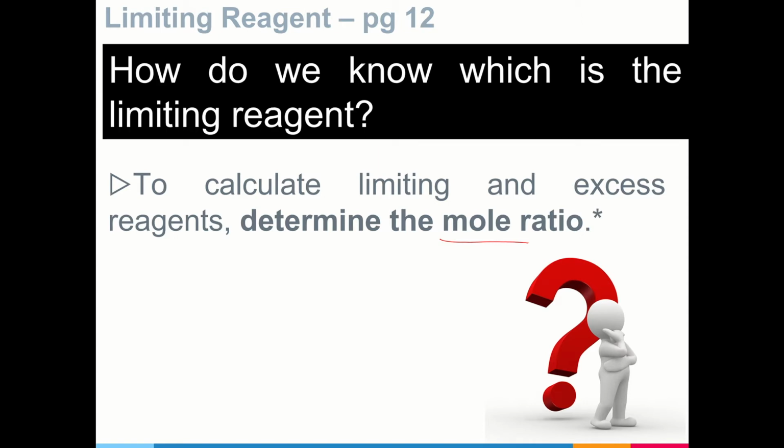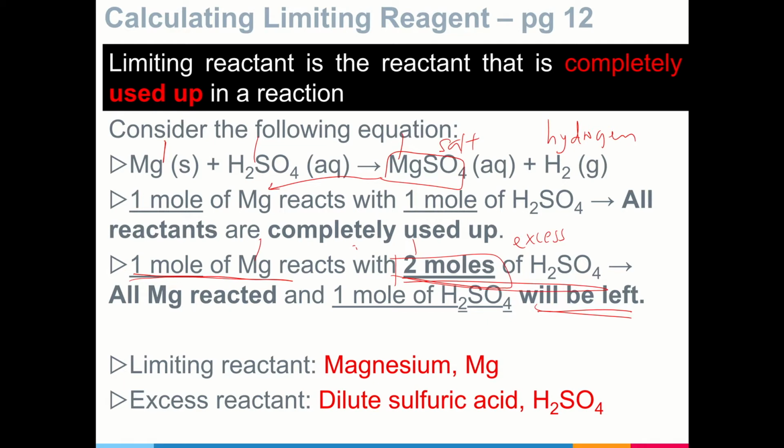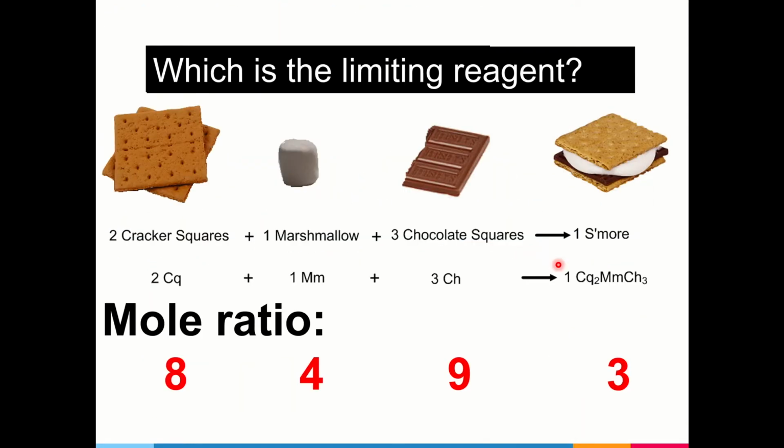So the question is, how do we know which one is the limiting reagent? We need to calculate. If I go back to the previous slide, it is very clear cut that my sulfuric acid is in excess, because 1 mole is 1 mole and then I was given 2 moles. So we are always comparing moles. I repeat, we are always comparing moles using the mole ratio. So let's take a look.